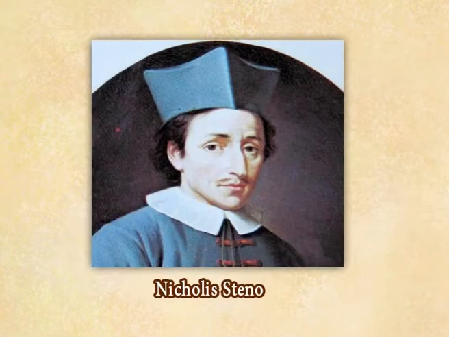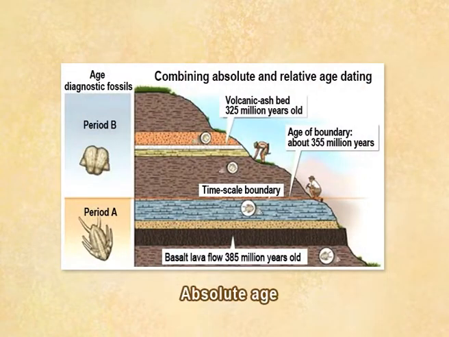Nicholas Steno argued that rock layers or strata are laid down in succession and that each represents a slice of time. It follows that the oldest layers are at the bottom and the youngest are at the top. With this understanding, geologists are able to determine the age of the rocks relative to one another. By assembling all these layers together, scientists have worked out what is known as stratigraphic column or record of the various ages of the rocks. This record spans 4.6 billion years of Earth's history.